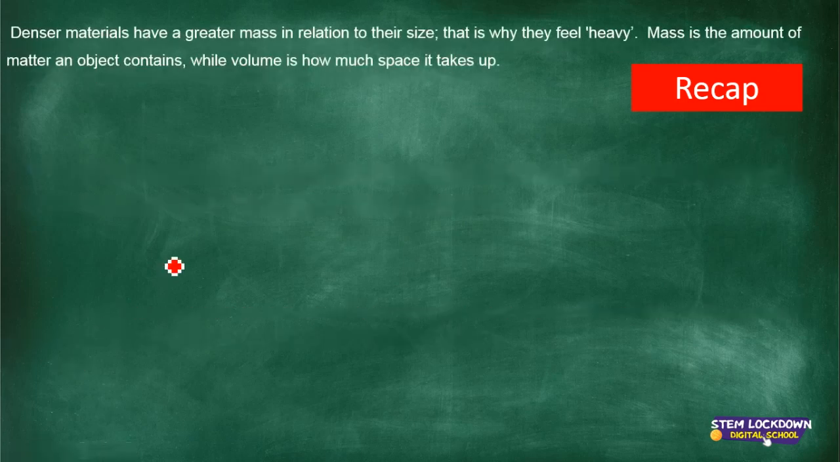So basically, we said that denser materials have a greater mass in relation to their size. That is why they feel heavy. So mass is the amount of matter an object contains, while volume is how much space it takes up. If we remember, mass is how much matter an object contains, and volume is basically how much space it takes up.